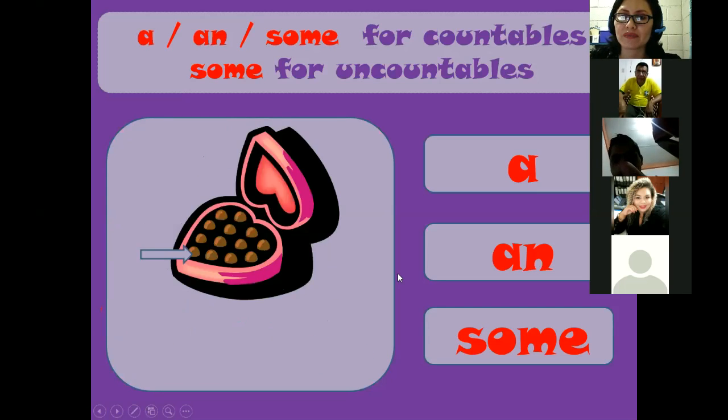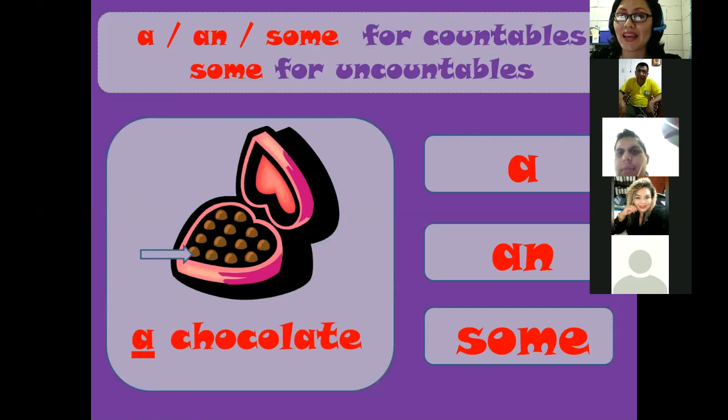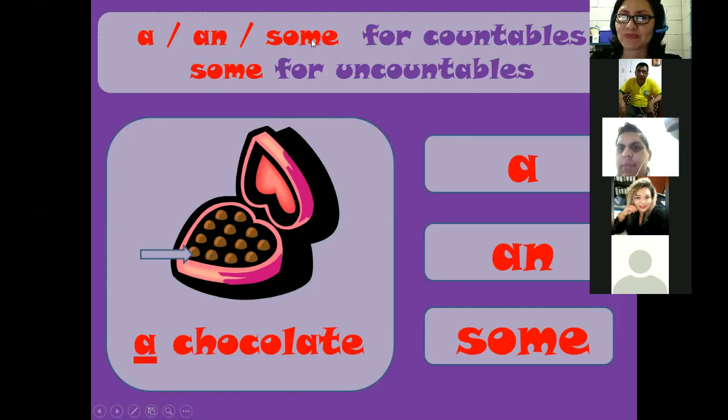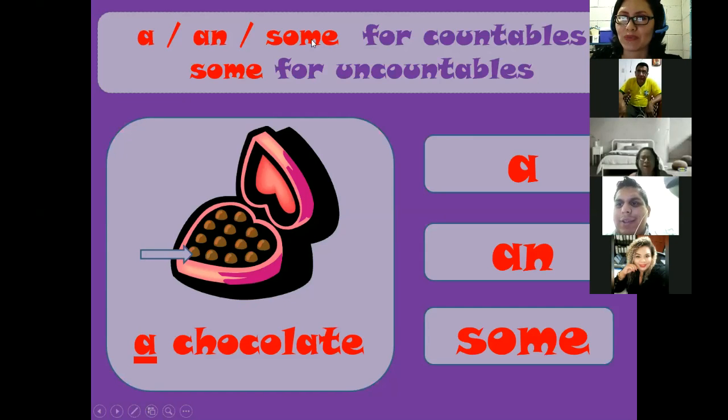What about this? A, an, or some? A. Some chocolate. Oh, okay. In this case, a chocolate, porque ya vieron la flechita. Está señalando solo a uno, ¿verdad? Entonces, a chocolate. Aquí está la flechita. Look, a chocolate. Cuando yo menciono algo así específico, ¿verdad? Puedo utilizar a, aunque la palabra chocolate también es incontable, ¿verdad? Entonces aquí podría decir a bonbon, right, of chocolate también.